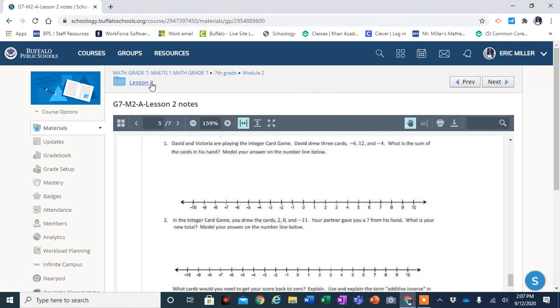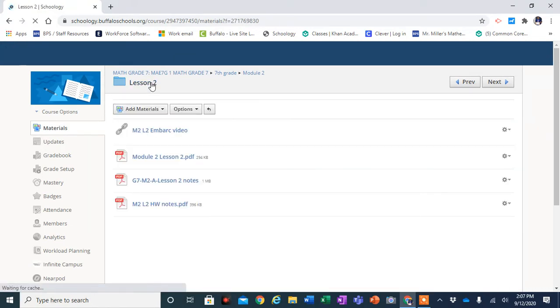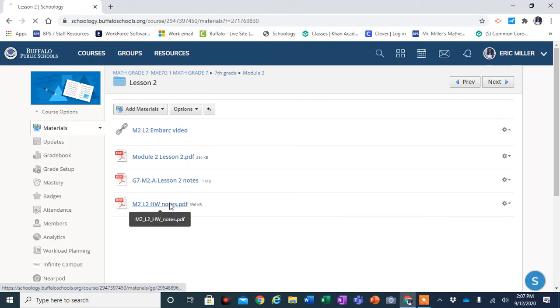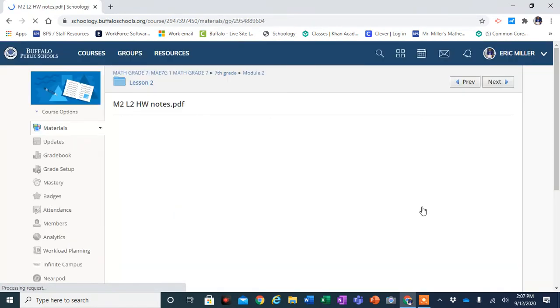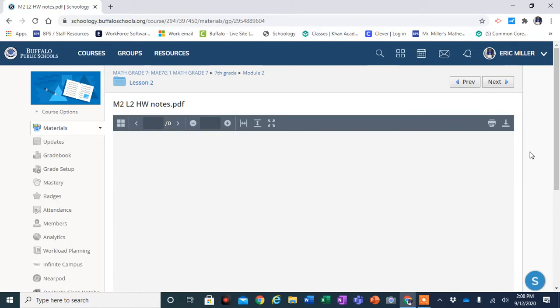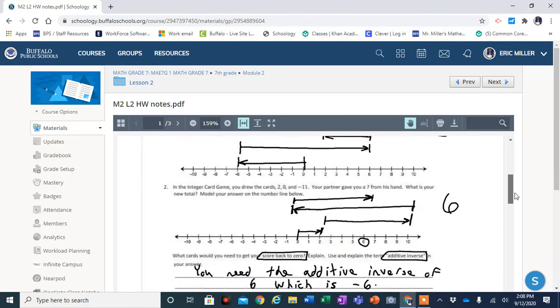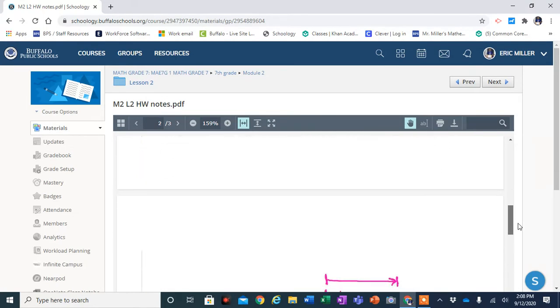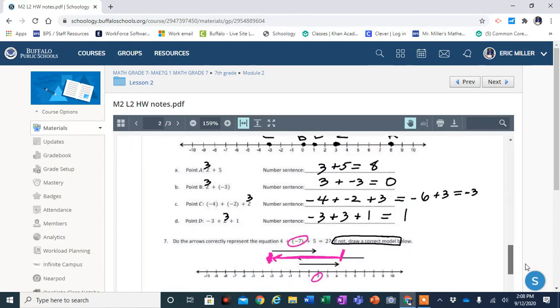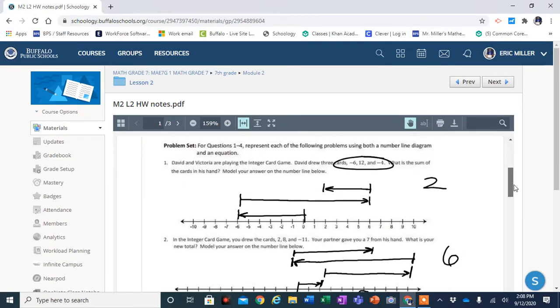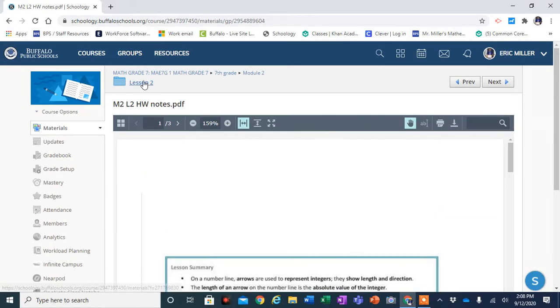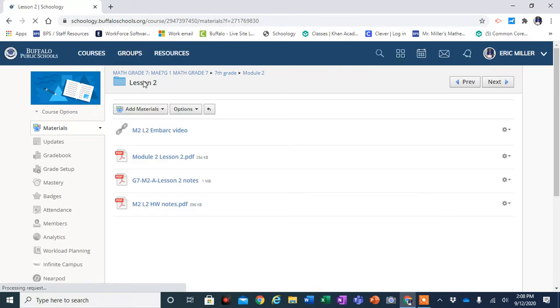In some situations, I do have that as a separate file. In this case, that is a separate file, and you would be able to see the answers to the problem set questions. Again, this is not a resource for you to use to just get answers. This is a resource that if you're absent or if you're struggling and you want to go back and check your work, it's there for you.